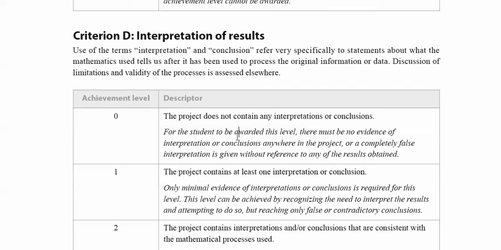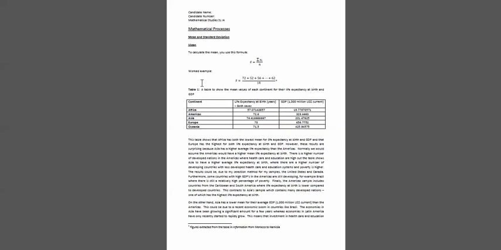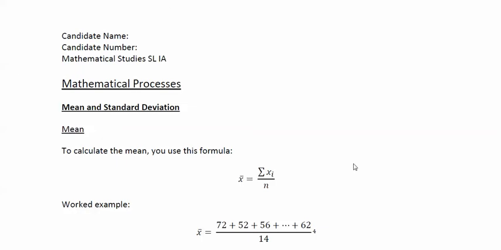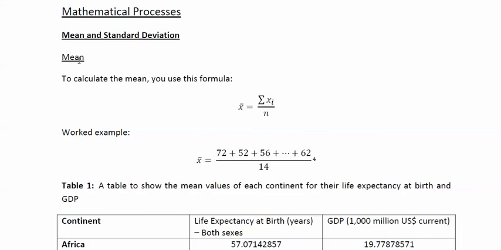Now, what I said to my students is that a rule of thumb is that every time you calculate something, discuss the result. So here, for example, this is the better project. The student calculates the mean. He's got the formula for the mean, nice and neatly stated there.